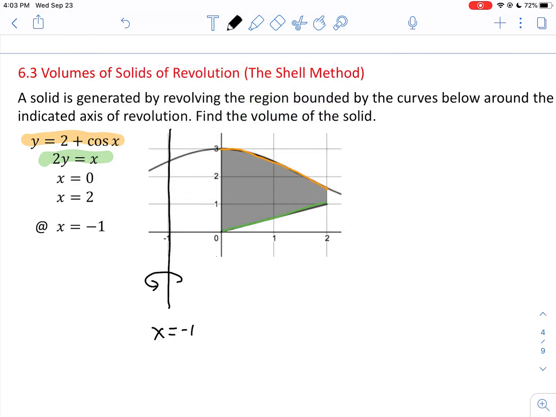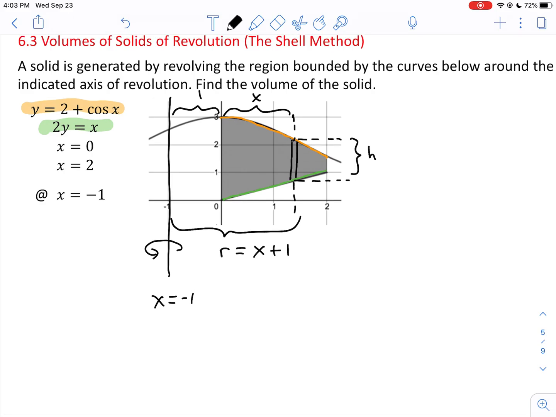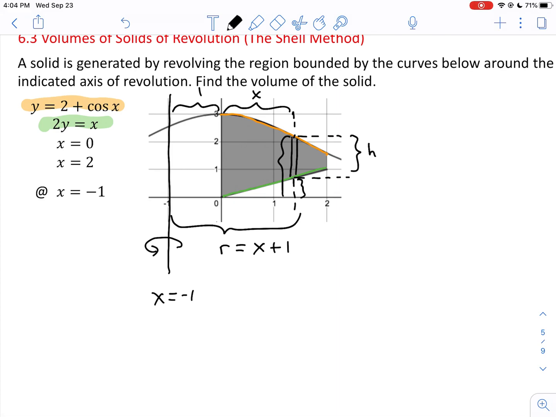Okay, now I'm going to draw an arbitrary vertical strip through that region. That's going to be the height of the strip. And then this radius is how far the strip is from the axis of revolution. Once again, like in the last picture, we saw that this strip was x units away from the y-axis. And then there's an extra 1 here. So r is still going to be x plus 1, but h is going to be different. It's going to be the y-coordinate of the orange minus the y-coordinate of the green. Right? So if you wanted to use subscripts, it's going to be the orange y minus the green y.